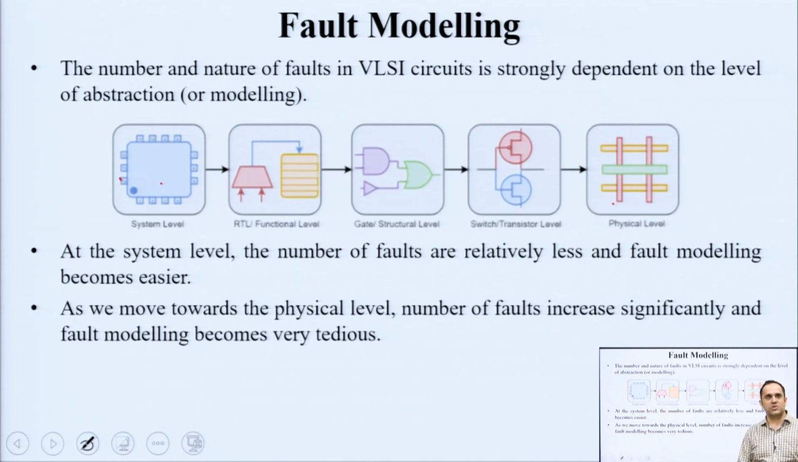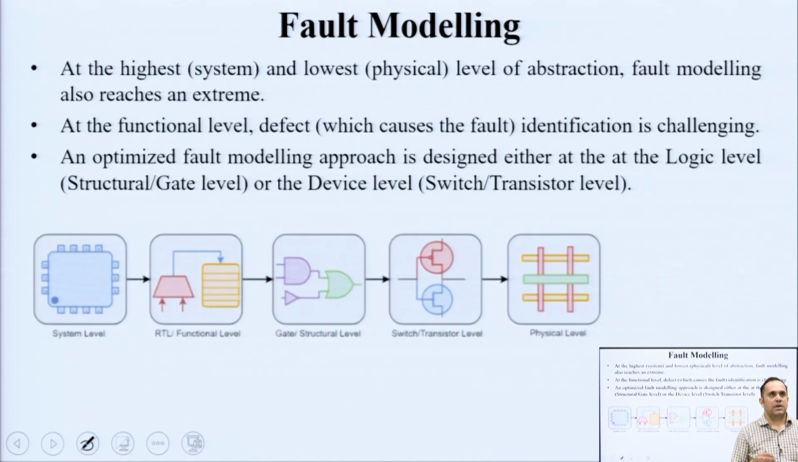So, between these two extremes, rather than going to the extremes, it is better to work somewhere in the middle. Why? Because it is a more optimized approach, where you are able to identify almost all the faults without spending a lot of effort and cost. At the highest system level and lowest physical level of abstraction, fault modeling reaches an extreme, that is what I just said. At the functional level, identifying the defect which causes the fault is challenging.